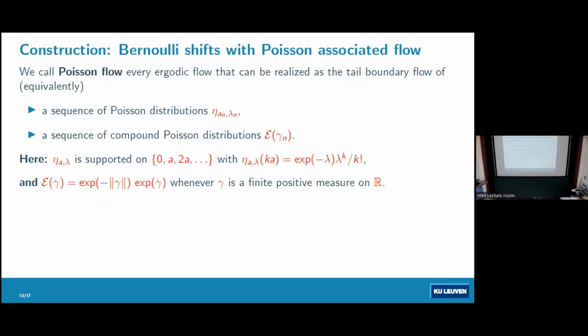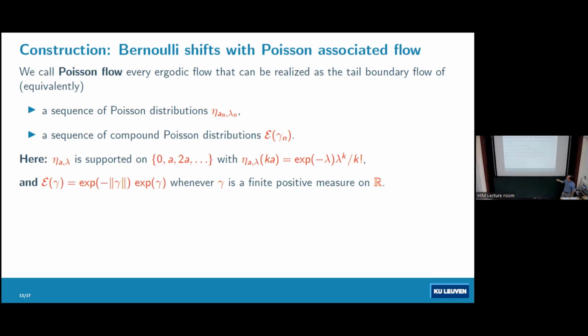So let me define this, if you're not familiar with that. So this is again on the real line. So we call Poisson flow every ergodic flow that you can realize as the tail boundary flow of a sequence of very specific transition probabilities. And depending on your taste, you could do it right away with the traditional Poisson distribution. So what is eta_{a,lambda}? It's a discrete measure on the real line that has only atoms in multiples of the real number a. And then the weight of that multiple of a is given by this Poisson distribution.